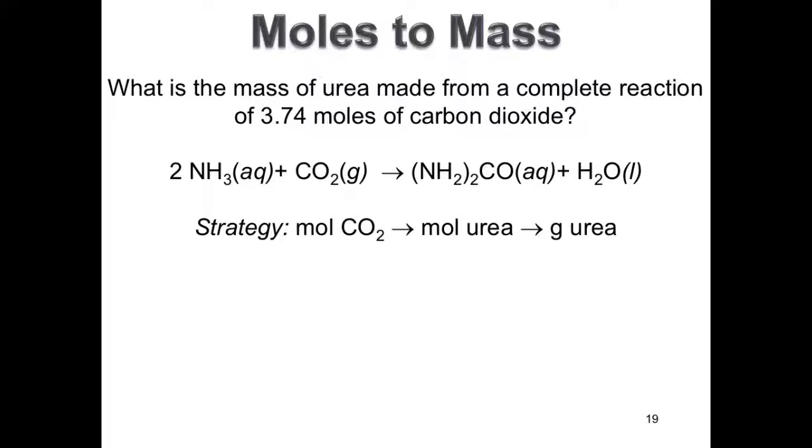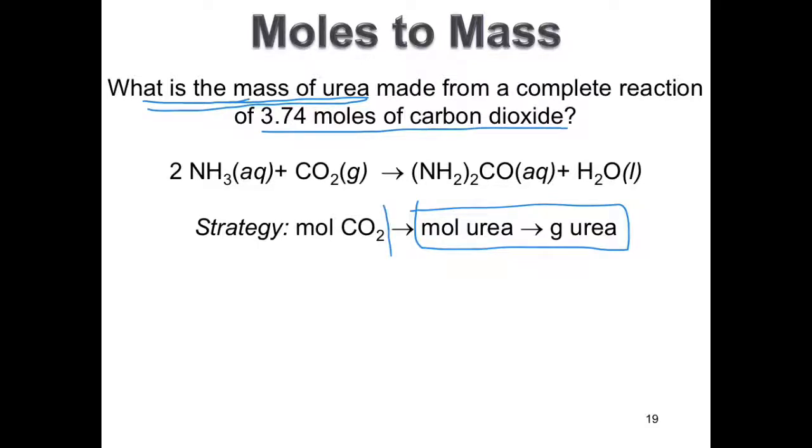Next, we're going to take moles and go to mass. This is going to be a two-step process. What is the mass of urea? So this is the unknown. So over here, this is the unknown side. Made from a complete reaction of 3.74 moles of carbon dioxide. That is the known side. And as you can see, we have two arrows here. We got two steps to make.